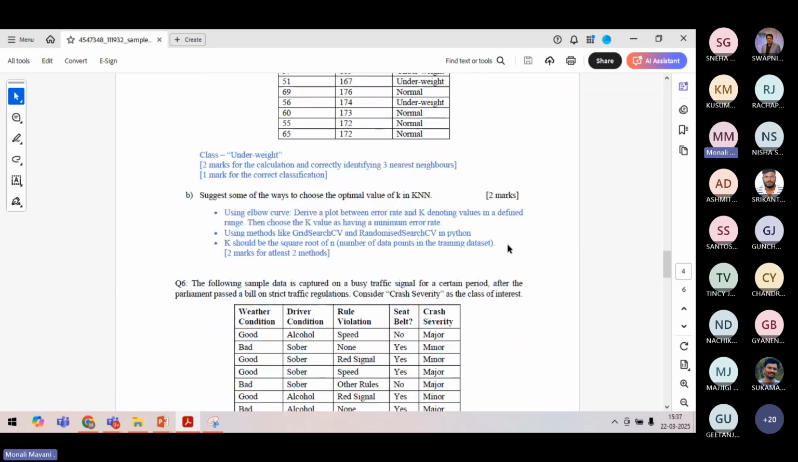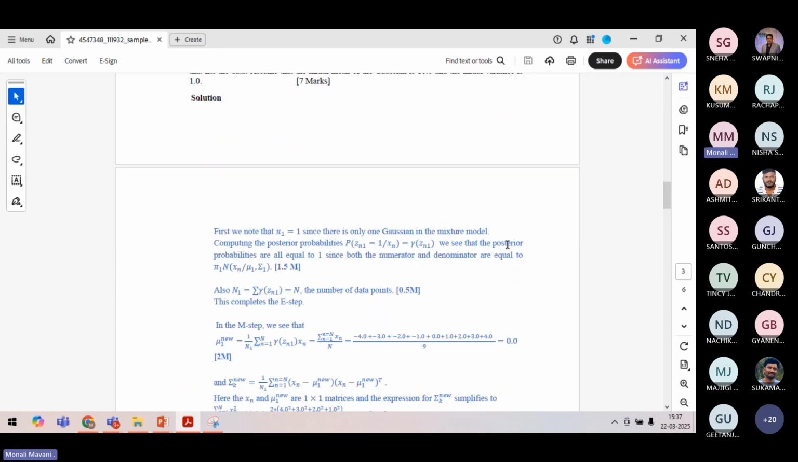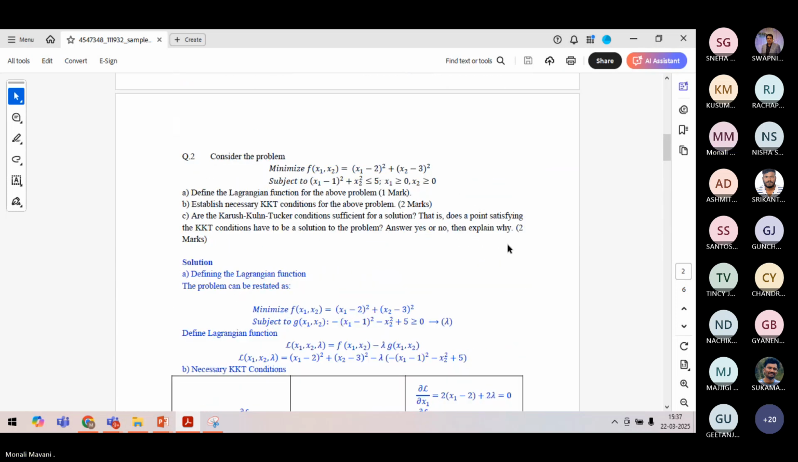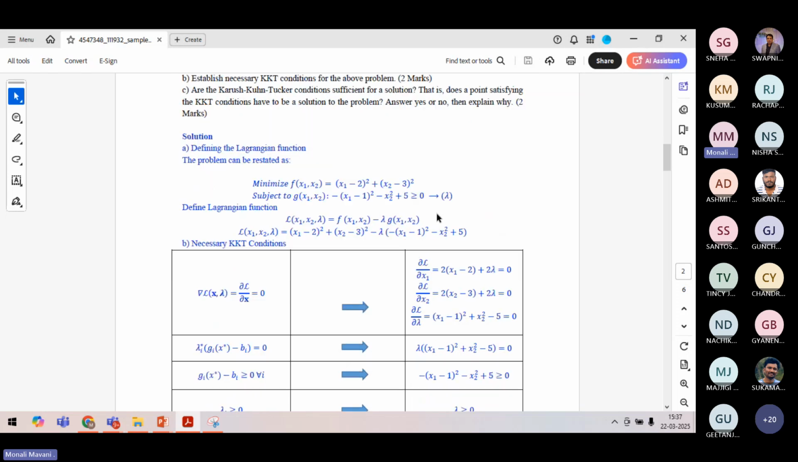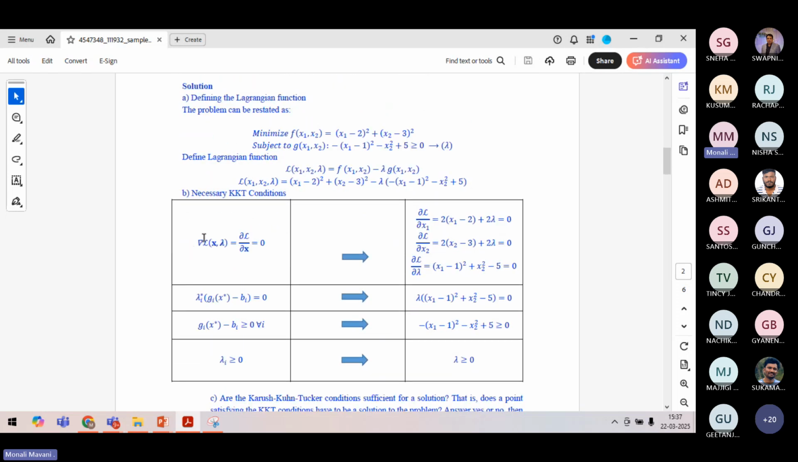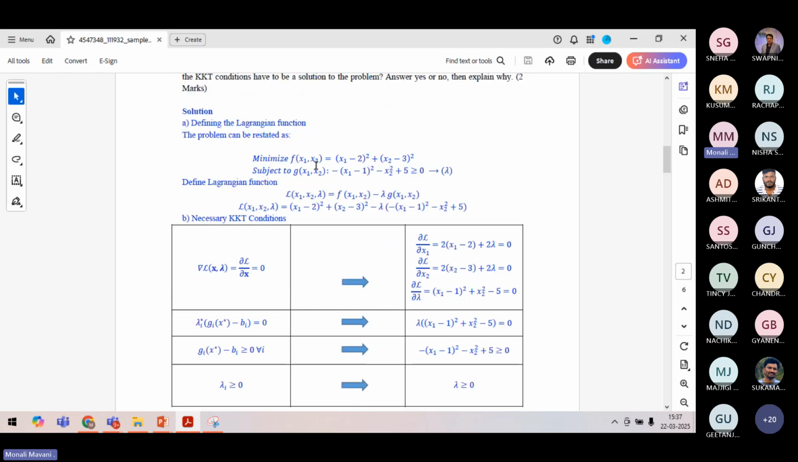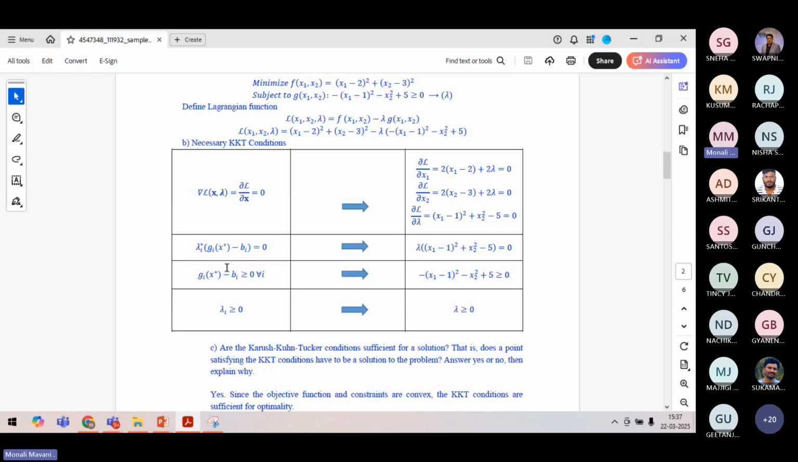Okay, anything else here? If you look at the Lagrangian, there's no very complicated calculation, very simple. Calculate the derivative, form the Lagrangian equation, form the KKT conditions, and this is an open book exam. So you will get all those KKT conditions and the like.